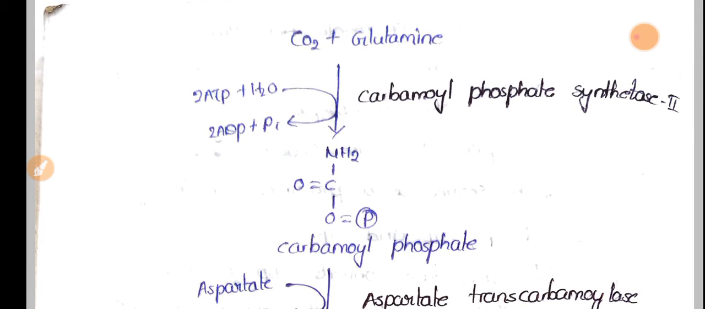If you see the reaction here, CO2 plus glutamine will combine to form carbamyl phosphate, by the ATP dependent enzyme carbamyl phosphate synthetase 2. Here two ATP molecules are utilized and a water molecule is also utilized during the reaction. This is the first step.